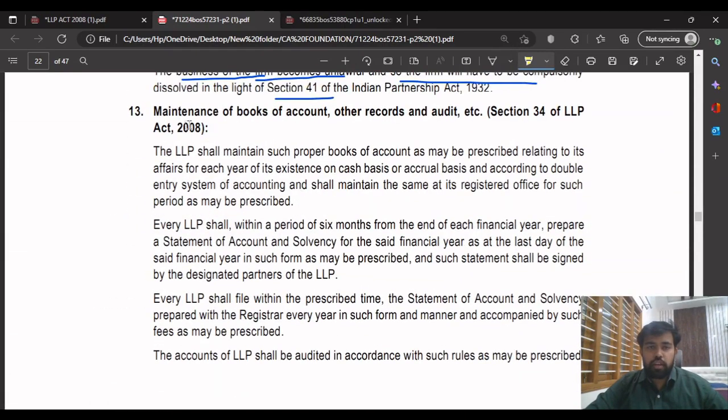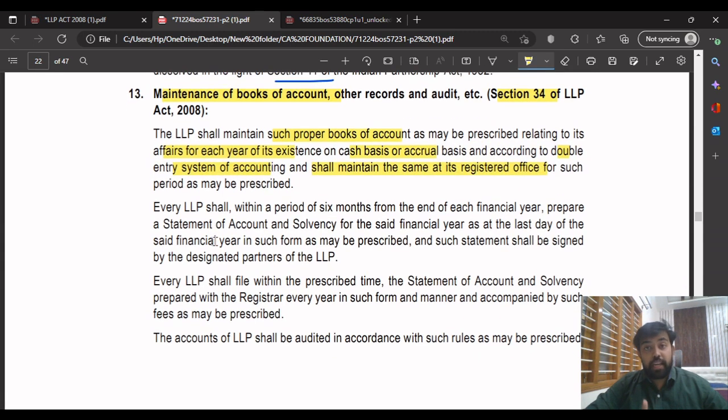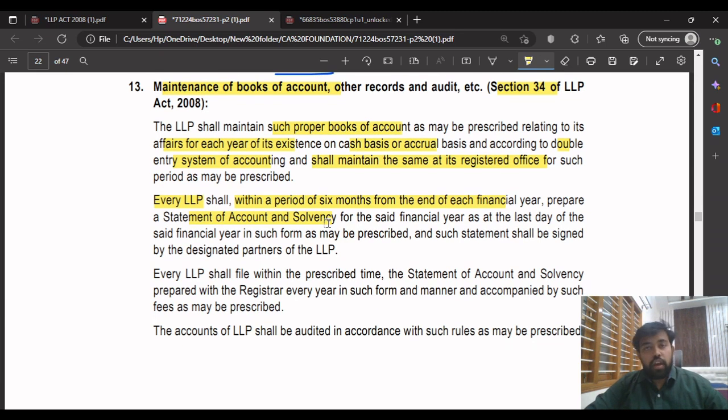See, the maintenance of the books of accounts as per section 34 of the LLP Act: maintain proper books of accounts showing the affairs of the LLP on cash basis or accrual basis, like I said, in double entry system of accounting, and shall maintain the same at the registered office of the LLP. Now, every LLP, within a period of 6 months from the end of each financial year, has to prepare the statement of account and solvency.